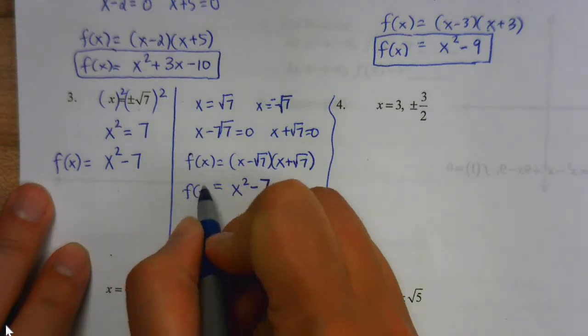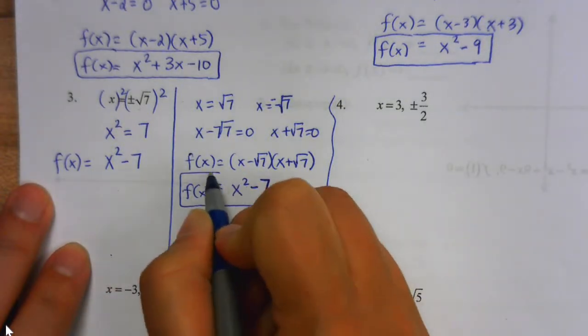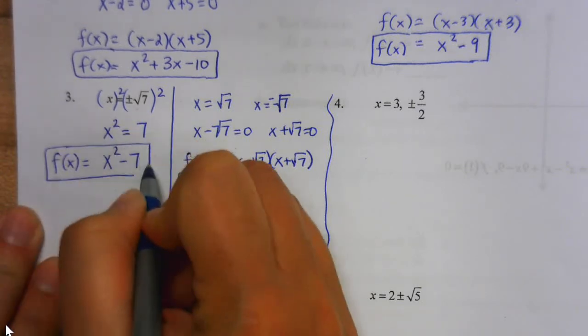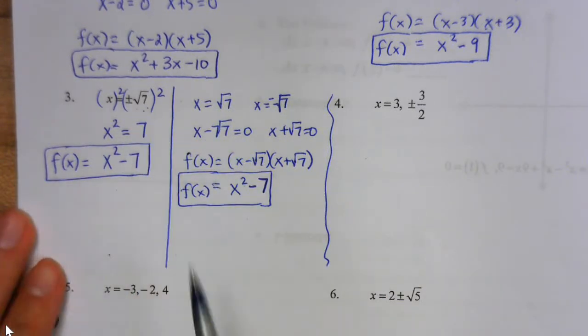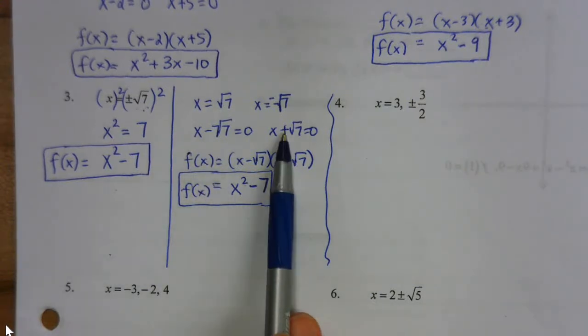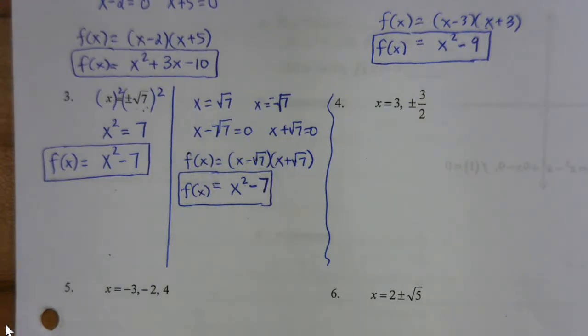Okay, so either way works. Pick your favorite, stick with it. Get good at one of the methods. Okay, so if you see square roots, you can try squaring it. That'll work. Or you can still create the factors and then multiply it out.